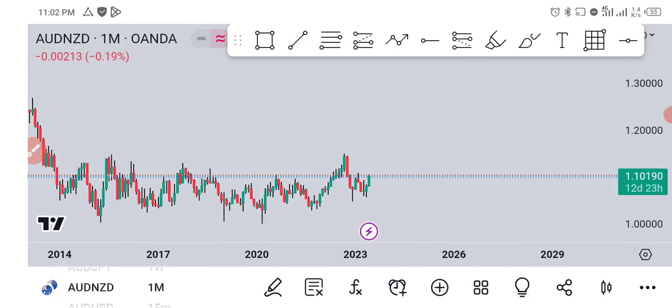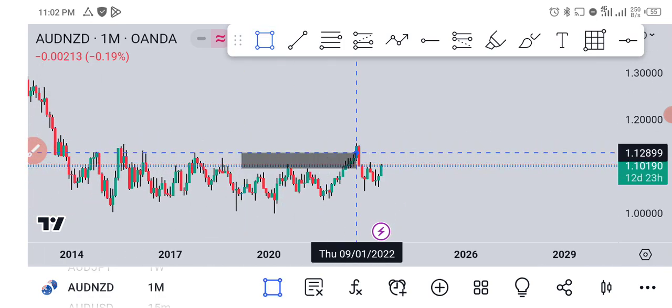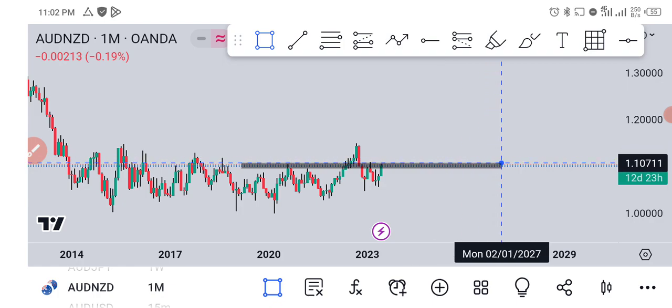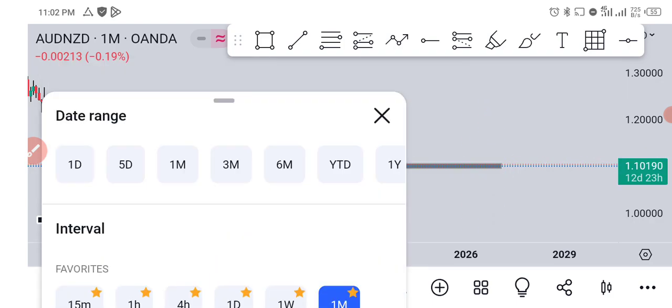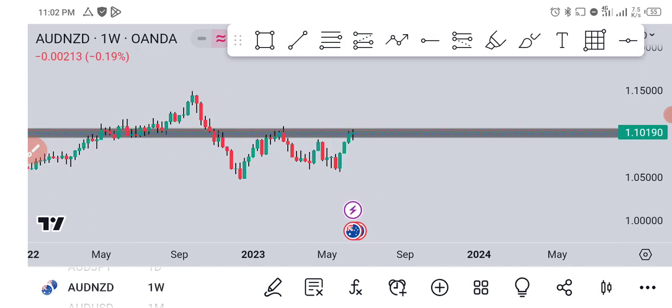So on the AUD/NZD, the market is testing resistance, which will push the market to the downside. Here you can see the resistance. So going down to the weekly time frame, we have an overextended W pattern, and the completion to the neckline is possible.